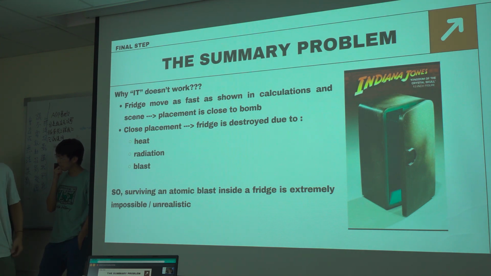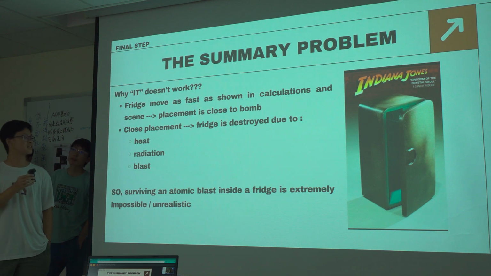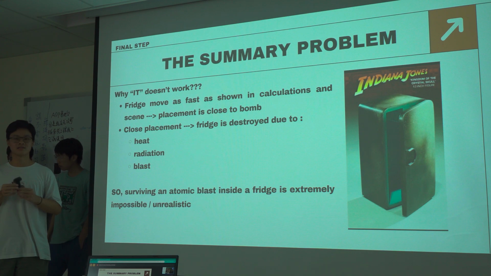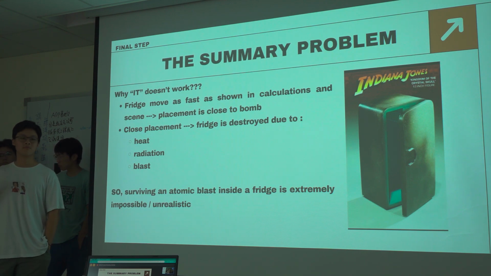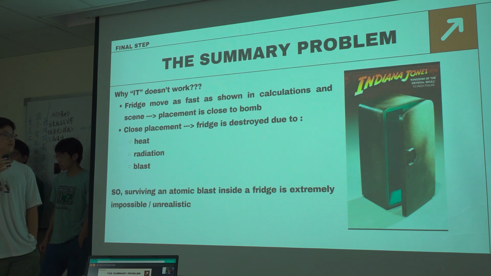So why doesn't it work? Because the fridge moved as fast as shown in the calculations, and so the placement of the bomb is supposed to be closer. From the slides we skipped, I've shown the calculations for the placement of the bomb, because we don't know. So the placement of the bomb is supposed to be 0.6 kilometers, based on Dolan's nuclear knowledge. The close placement is going to affect the fridge by destroying it due to heat, radiation, and blast. So surviving an atomic blast inside the fridge is extremely unrealistic.